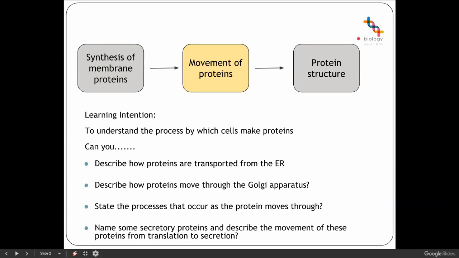So what we're looking for you to be able to understand from this one is to be able to describe how proteins are transported out of the endoplasmic reticulum, explain how they move through the Golgi apparatus, state the processes that are going to occur as protein moves through, and name some types of secretory proteins and describe the movement of those proteins from them being translated to when they're secreted from the cell.